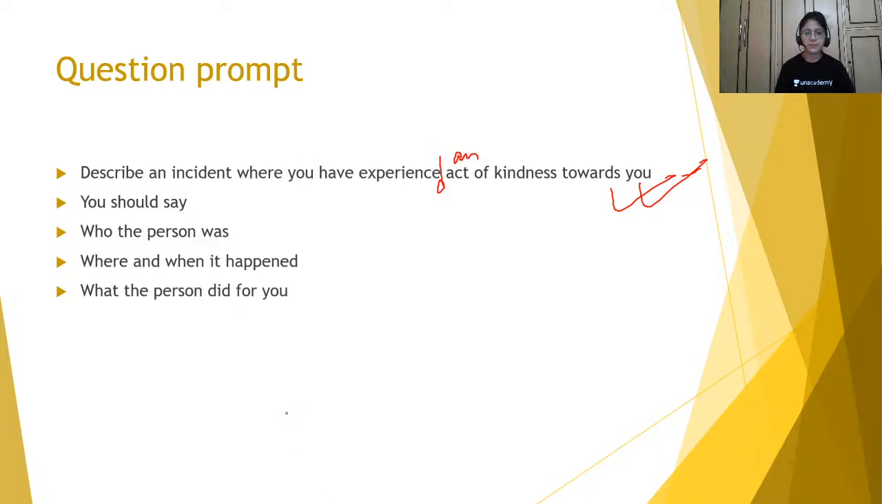Now, how do you describe people? Sometimes describing people does not come directly. In the last few classes, that's what I've been trying to tell all of you, that questions sometimes don't come directly, but the vocabulary that is required is definitely that of describing people. You should say who the person was, where and when it happened, what the person did for you. So you have to use adjectives to describe people. The person was very kind, the person was very good, the person was very helpful, the person was very caring towards me. So all this vocabulary which is required for describing people will need to be used here.